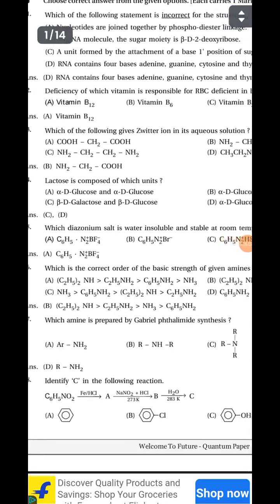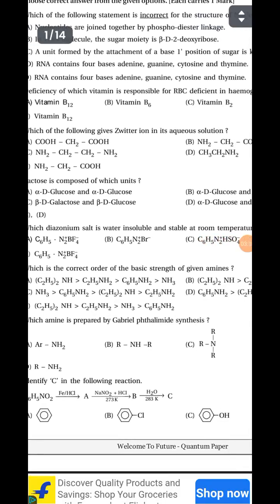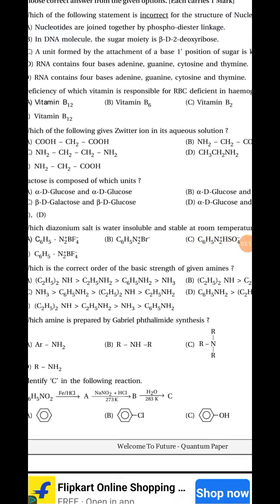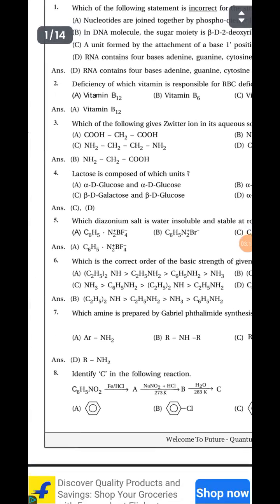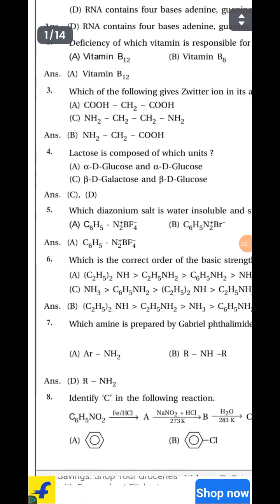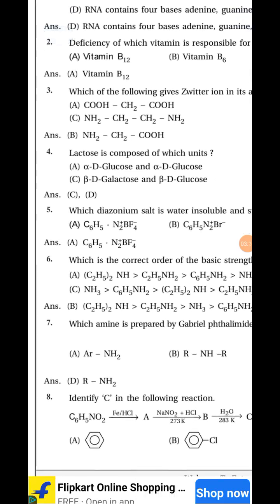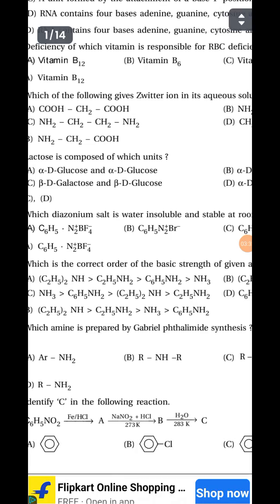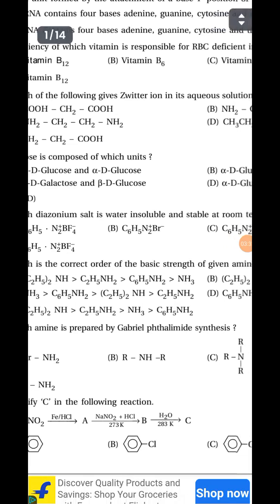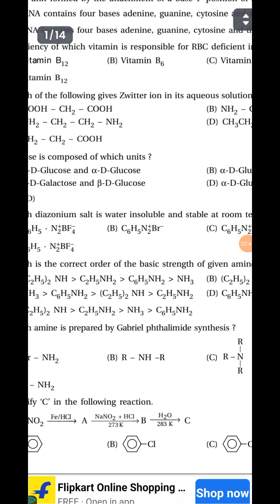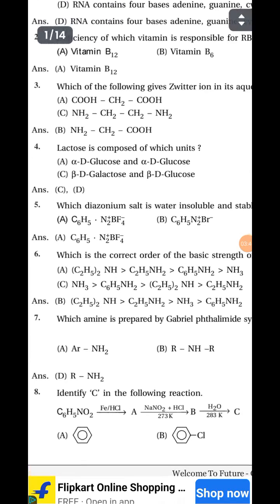In the next, which is the correct order of basic strength of the given amines? This question is from the amine chapter. Here you can check it out. The options for this question are given, and the answer is B: (C2H5)2NH, then C2H5NH2, then NH3, and at the last, aniline. It is less basic as compared to the other amines or its derivatives.